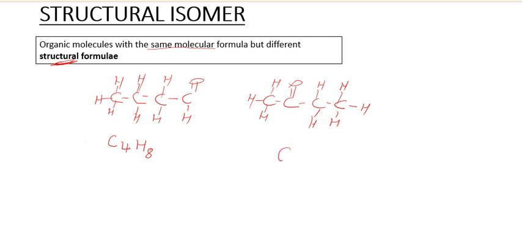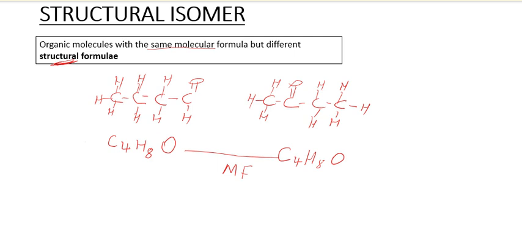Let's check here. So the carbon here is 1 2 3 4. So there are 4 carbon atoms. Then hydrogen 1 2 3 4 5 6 7 8, so the hydrogen atoms are 8. We also have an oxygen here. So the molecular formula is the same.